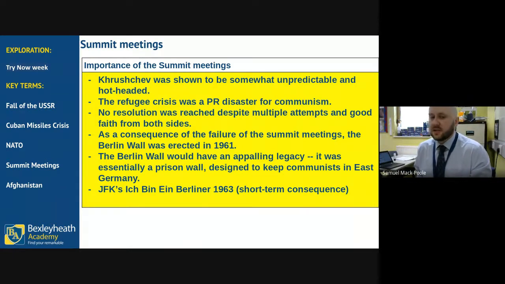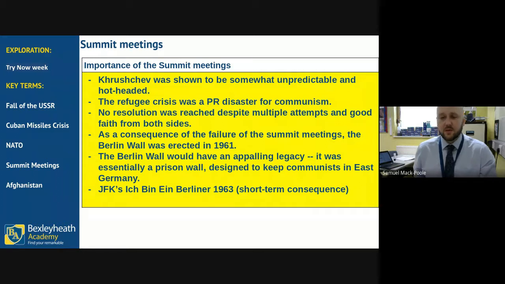The refugee crisis was also a PR disaster for communism. So when it came to a choice between the communist world and the capitalist world, Germans seemed to be making their thoughts very clear with the footfall of leaving East Germany to go to West Germany. No resolution was reached. Now, I think there were honest efforts actually on both sides. The state visit of Khrushchev going to Washington showed that there was good faith from both sides to try and come to some solution. But despite all the efforts, nothing could be reached.